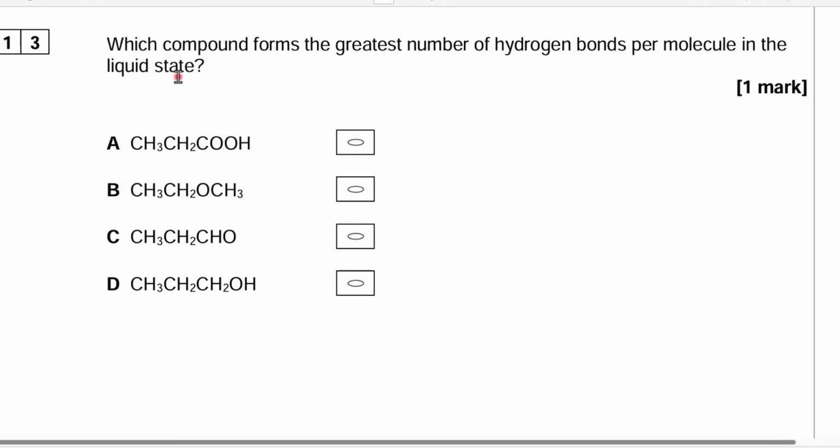This one's on hydrogen bonding. Which compound forms the greatest number of hydrogen bonds per molecule in the liquid state? Why don't you pause the video and have a go at the question? I'm going to whip through the answers. All right, here we go.